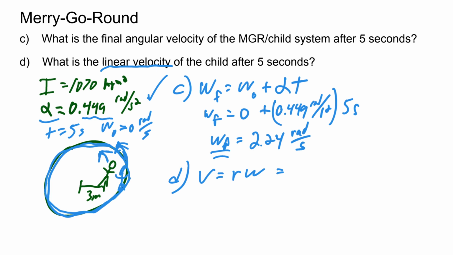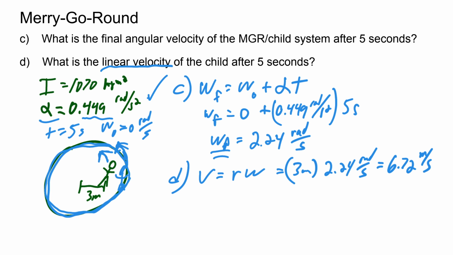So anyways, we'll go ahead and do this out. The r of the child was 3 meters times 2.24 radians per second gives us a linear velocity of 6.72 meters per second. All right, hope that was helpful.